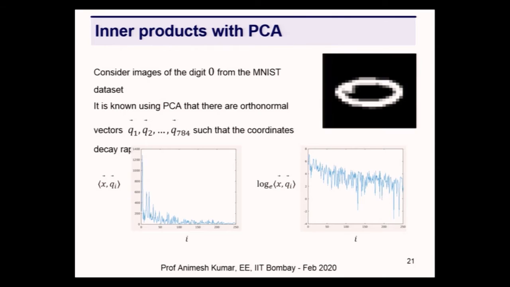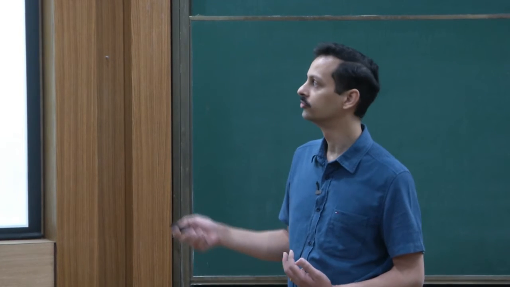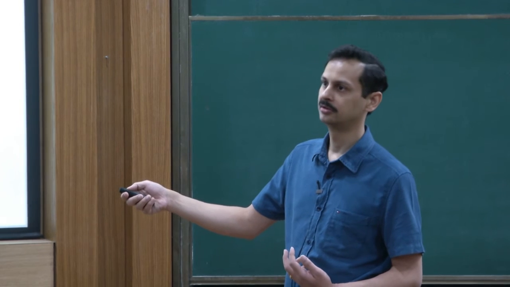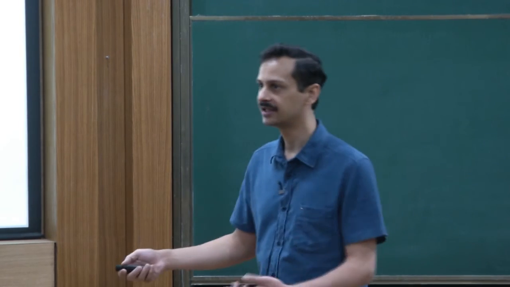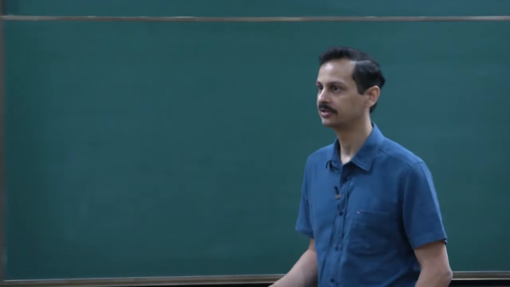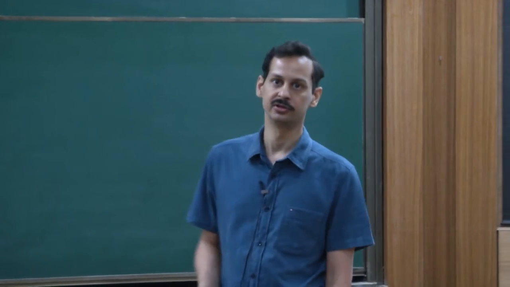But how will it be decaying rapidly, sir? That comes from the design methodology, the way we obtain Q1 to Q784. The answer lies in how we have designed these vectors. These vectors, it turns out, will depend on the type of images that we are using. So it's a custom-built orthonormal basis. How it is done, once again, we'll see towards the end of this short course.